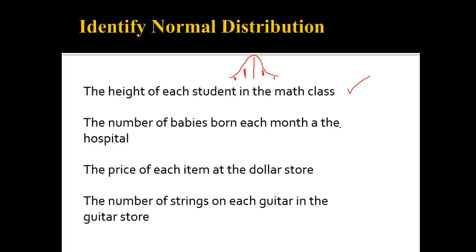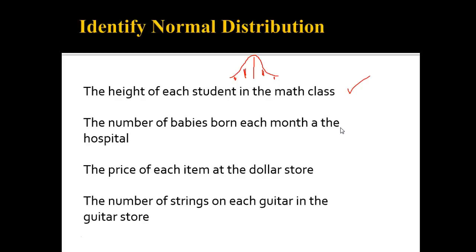Okay, the number of babies born each month at the hospital. Now, if you think about it, that takes a long time to gather that data, right? Every single month you have to go down and ask how many babies are born today, how many babies were born yesterday, and you add them all up. So it's going to be a long process, but if you count this over years, it's a lot of data. It's not going to be all the same numbers. And one of the rules for a normal distribution is there has to be some variety in the data. It can't all be the same.